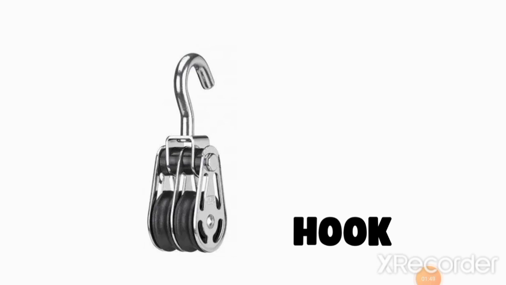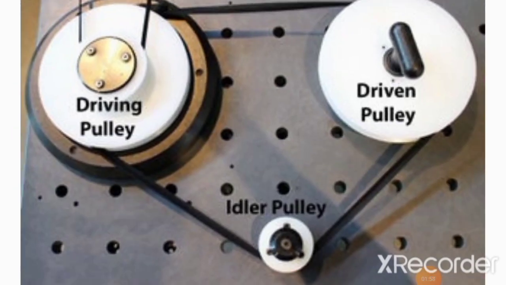A pulley which moves or drives another pulley is a driving pulley, while the one that is being driven is known as the driven pulley. And a pulley between the driving and the driven pulley is an idle pulley. Next, we shall be looking at the types of pulley.